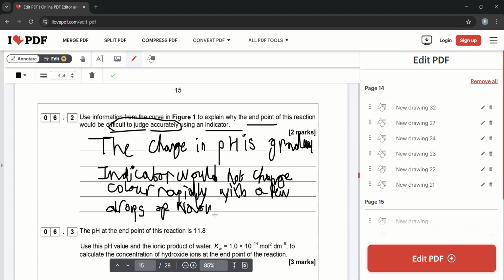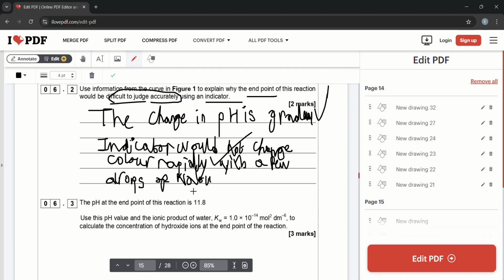I've seen a couple of these questions where it's like, use information from the curve to explain why the endpoint is difficult to judge accurately. The key idea in this question is that the change in pH is gradual, or is not very rapid at the endpoint, hence the indicator will not change color rapidly, or you could say indicator will change color over a range of volumes of sodium hydroxide. Therefore, it's going to be extremely difficult to judge it accurately because the indicator will change color over a range of volumes of sodium hydroxide, or you can say indicator will not change color rapidly with a few drops of NaOH, sodium hydroxide.